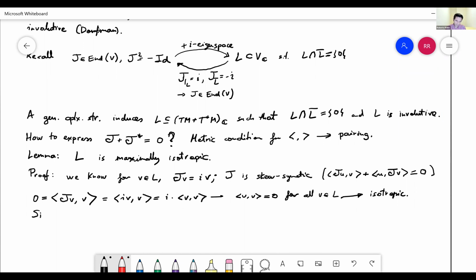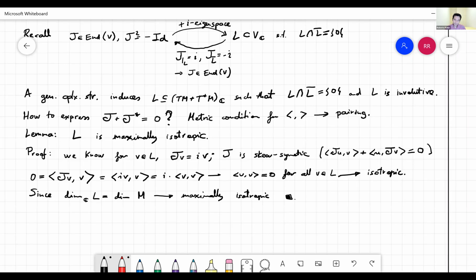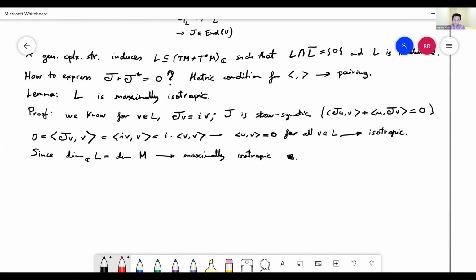What I'm saying is that they are both the same dimension, which is in this case the complex dimension of L, the dimension of your manifold, which is the dimension of Tn. And this was exactly the dimension of the maximally isotropic subspaces. So once I see that it's isotropic, I check it has the right dimension, so I have that it is maximally isotropic. Look what's happening now. A generalized complex structure induces L with some condition, but L is involutive and maximally isotropic. This is my definition of Dirac structure.